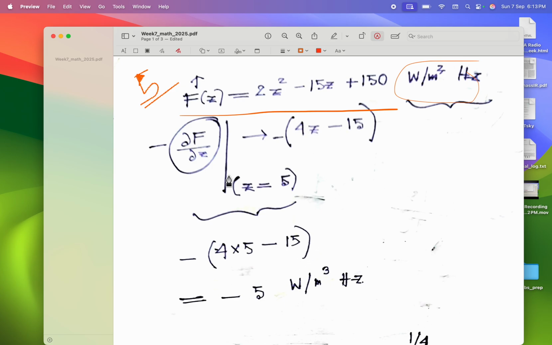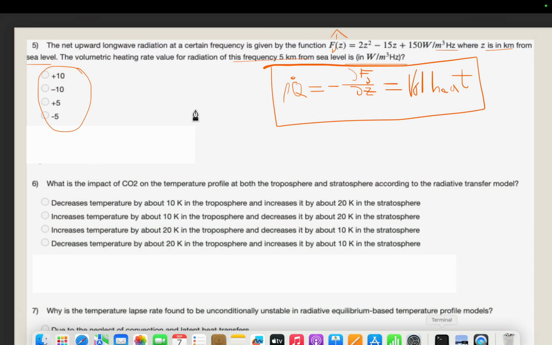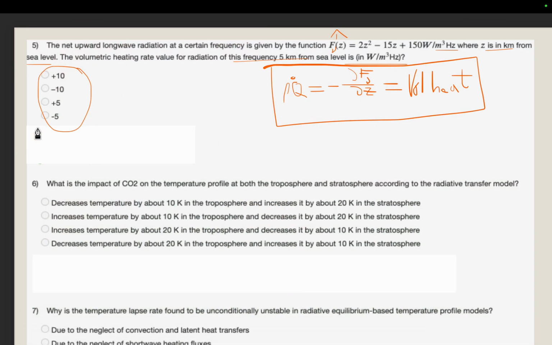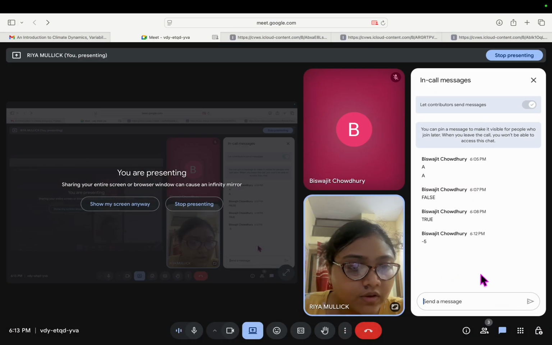So if you plug in the value z equals 5 kilometer, then it comes to minus 5 watt per meter cube hertz unit. So for question 5, option D is correct. Have you got the value? Yes.